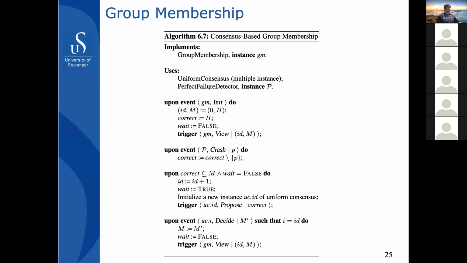As you see here from the usages of this algorithm, it uses the consensus, like here they just call it uniform consensus, and the failure detector. So the group membership is a kind of combination between a consensus and a failure detector.